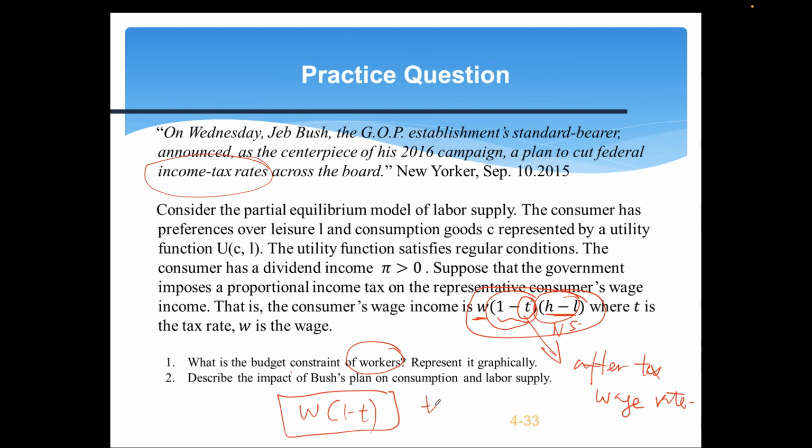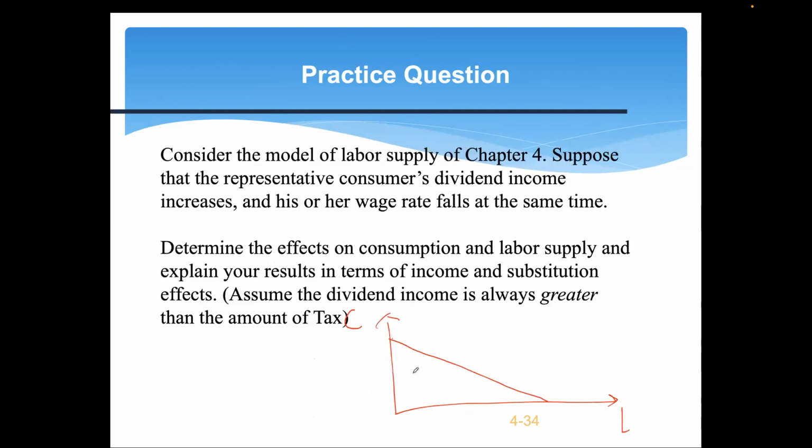If T decreases, then this parenthesis is going to increase, and then the entire thing is going to increase. Meaning the real wage, or the net wage, is going to increase. That immediately means the curve is going to become steeper. Right, and then you're going to see it's going to be something like this. But there are two effects. Effect number one is a substitution effect. Number two is the income effect.